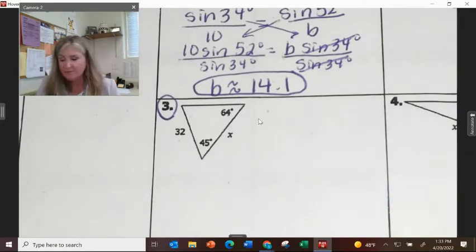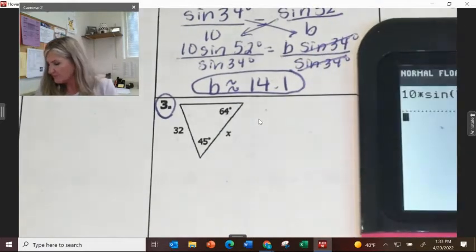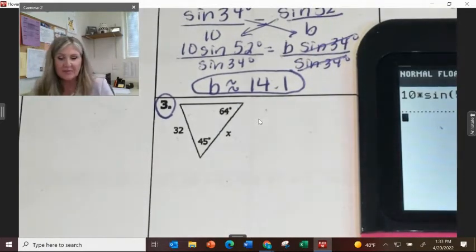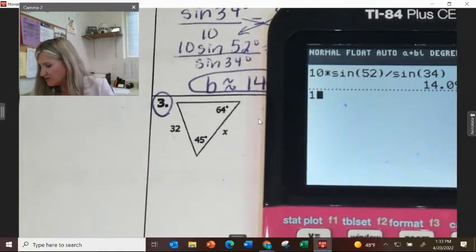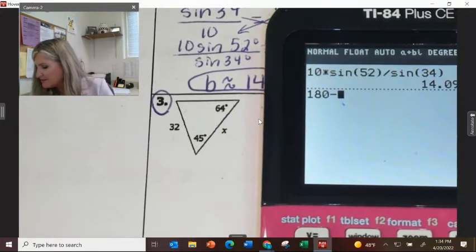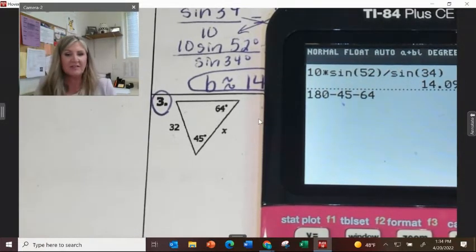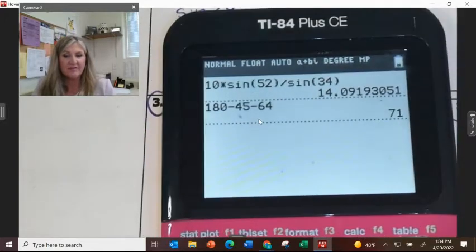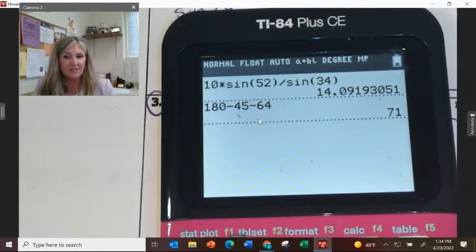So what are we going to do? What do the angles add up to be? 180. So I'm just going to do 180 minus 45 minus 64. I'm going to subtract both of those from 180. And so the missing angle then is 71 degrees. So we're going to fill that in.